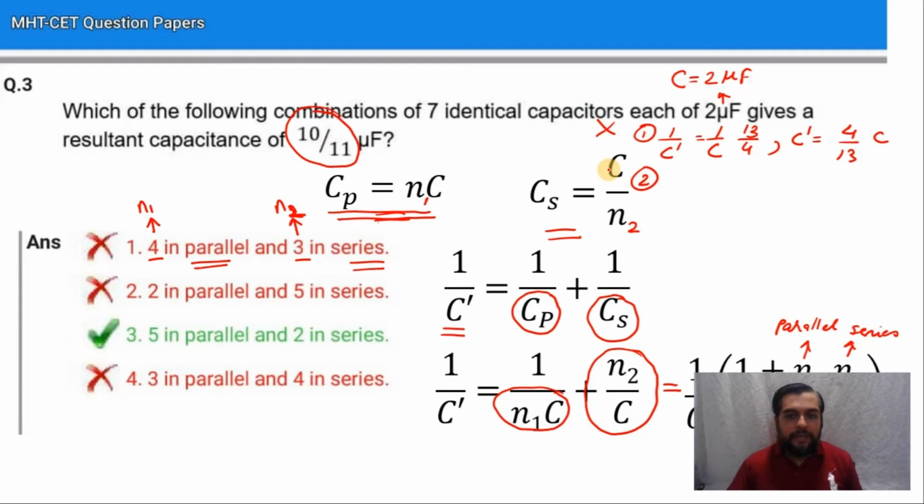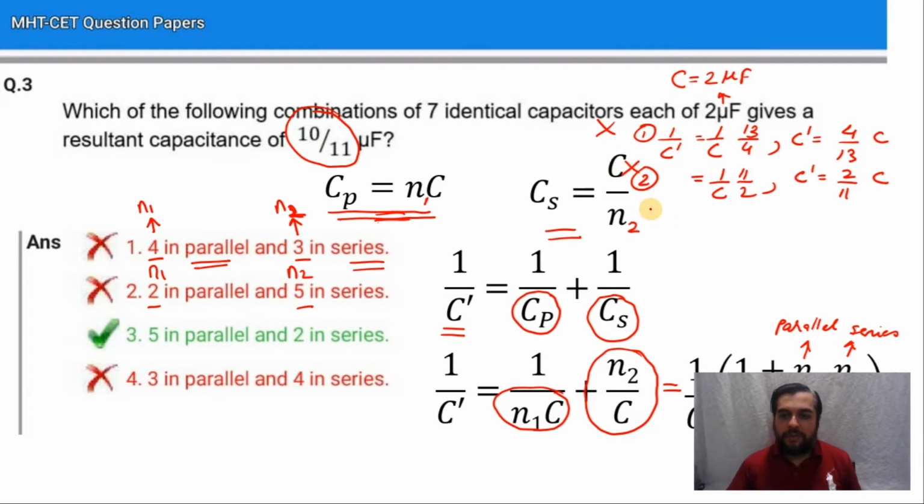Second option. In the second option, the number of capacitors in parallel is 2, that is n1 is 2, and in series n2 is 5. So again, 2 into 5 is 10, plus 1 is 11, upon 2. So in the second case it will be 1 by C into 11 upon 2. So C dash will be equal to 2 by 11 times C. Again C is 2, so 2 twos are 4, 4 by 11. No, not possible. We want the answer as 10 by 11.